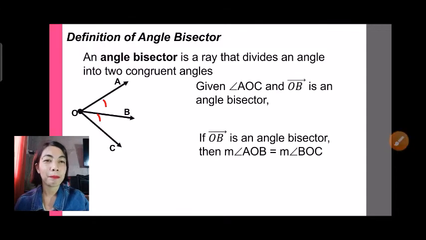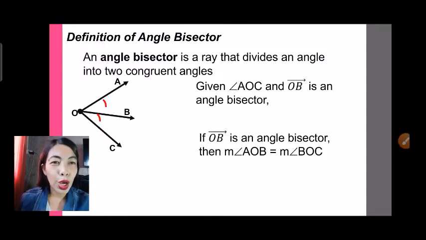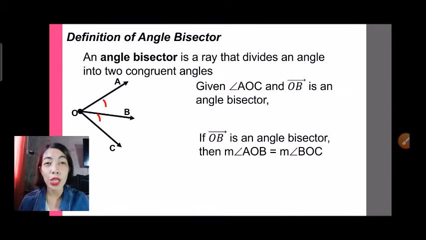Okay? Kung 30 degrees si AOB, 30 degrees din si angle BOC. So, that is the definition of angle bisector.